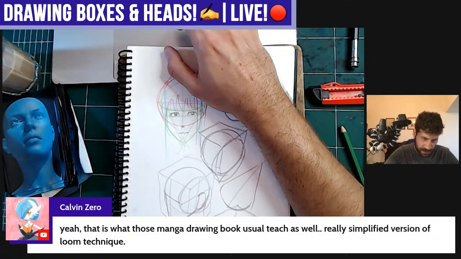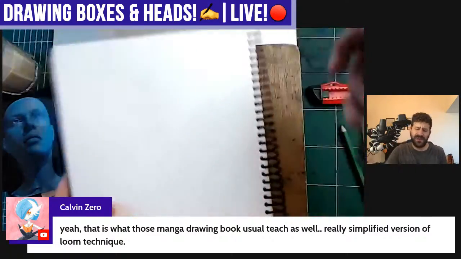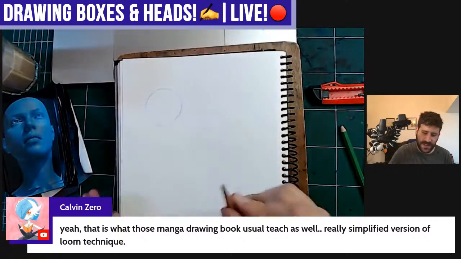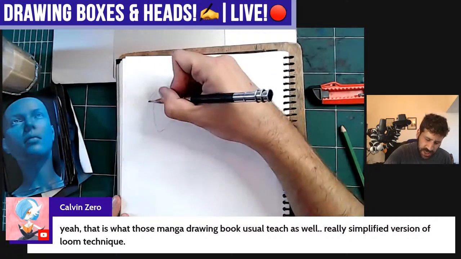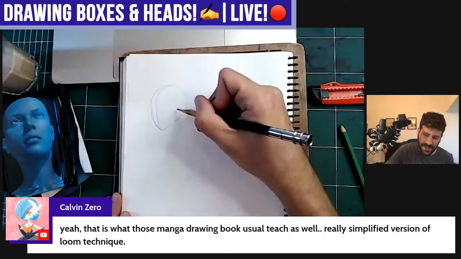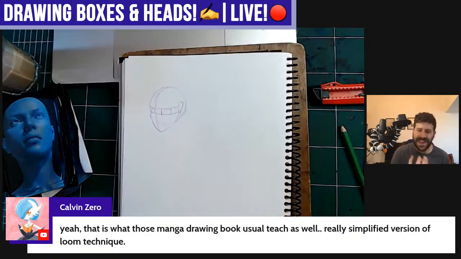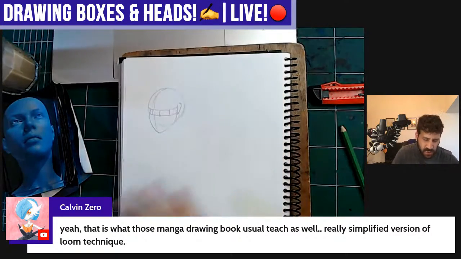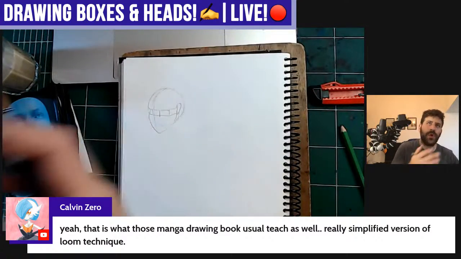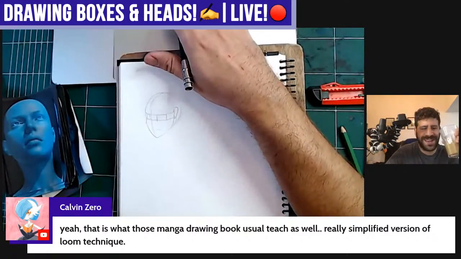Kelvin, yeah, that is what those manga drawing books usually teach as well. Really simplified version of Loomis. Yeah, I hate them, Kelvin. I hate them because what they do is they go like this. Draw a head, and then here's what they expect you to do. Figure out where the center line is and attach a chin. Just do this, you know? Just do that. That's all you need to know. And here are the eyes. It has no backbone. It has nothing for you to lean against. And then you don't get the result you want because it's super hard. I don't like this. I love the Loomis method. It shows that extra step. And it forces you to go back and restudy perspective and restudy volumes and three-dimensionality. So, yeah, this is what I don't like about these books.